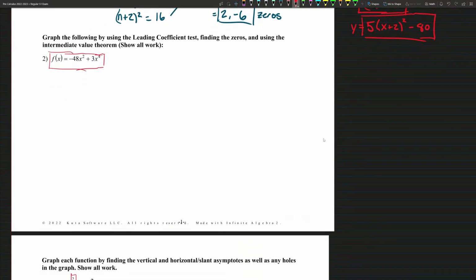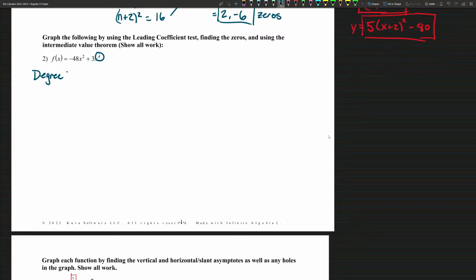Number 2, graph the following by using the leading coefficient test, finding the zeros, and using the intermediate value theorem. Show all work. All right, so I'm going to get rid of this. First thing, leading coefficient test. So our degree of this thing is 4.